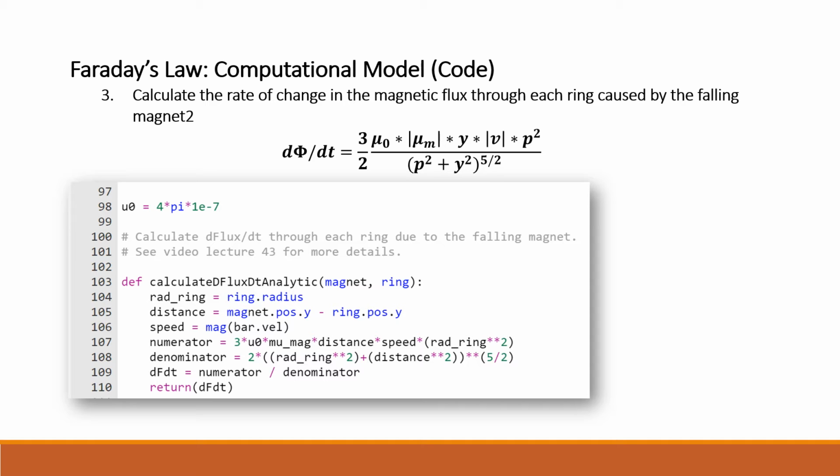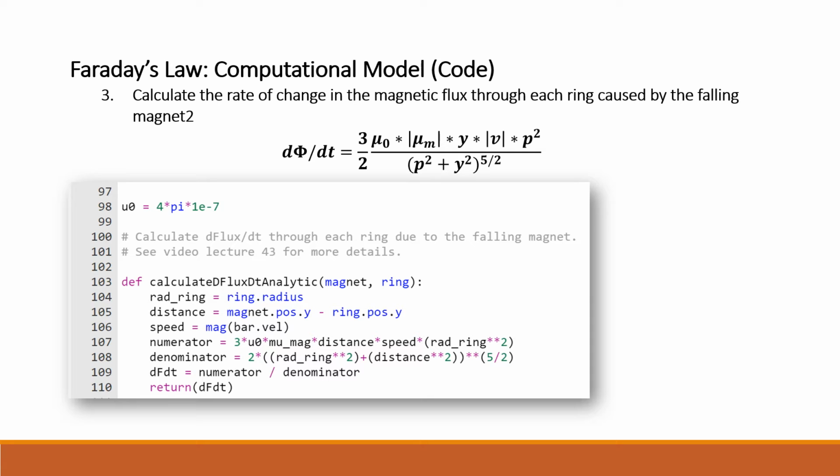So we have the equation for calculating the flux with respect to time, and that is 3 over 2 times mu naught times the magnitude of the dipole moment from the magnet, times the distance between that magnet and the aluminum foil, then the velocity of the magnet times the radius of the foil, over the radius squared plus the distance between the magnet and aluminum foil squared, to the 5/2. And this is inserted into our code below between lines 103 and 110.